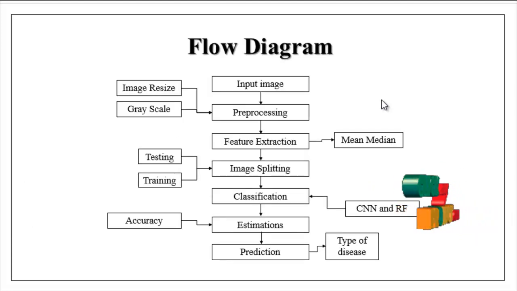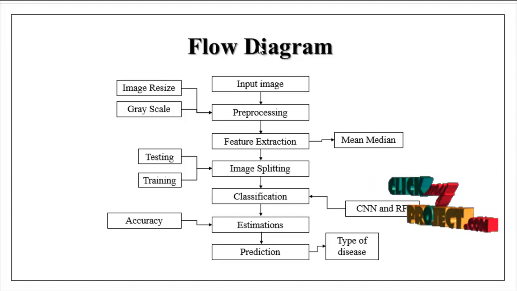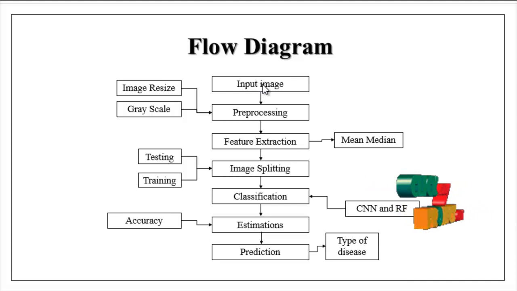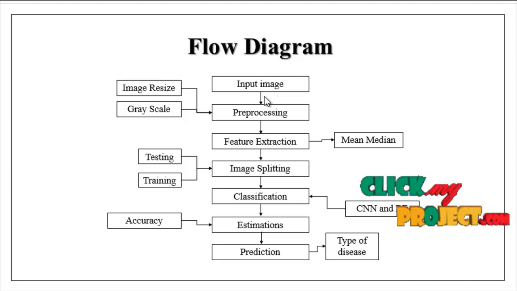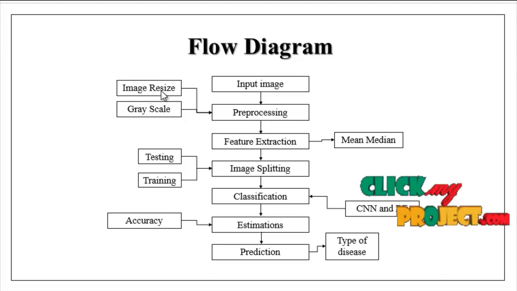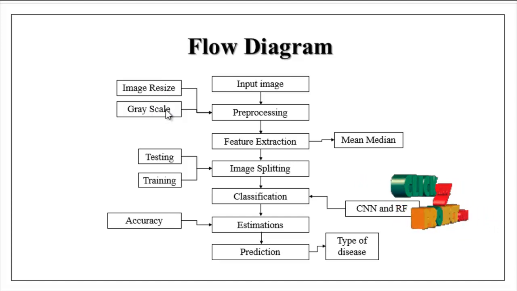Then we are going to discuss the flow of our project. So this is the flow diagram. First we need to choose one input image from our dataset. Then the input image is carried to pre-processing. In this step we resize the original image as well as do grayscale conversion.